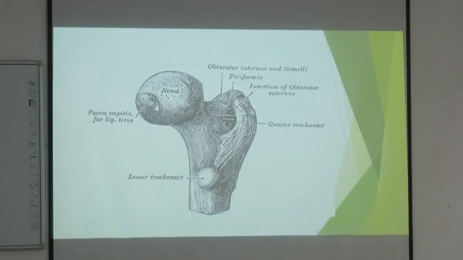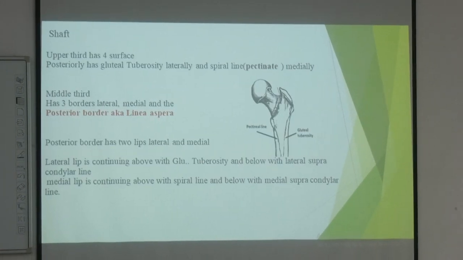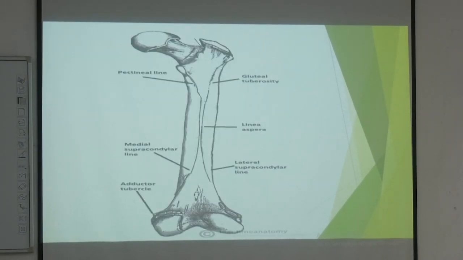Now, apart from these particular 3 surfaces, we have an additional surface which is present in the lower third. If you look at the lower portions of this bone, on the posterior surface, we have a triangular surface, this region. We call it the posterior surface.